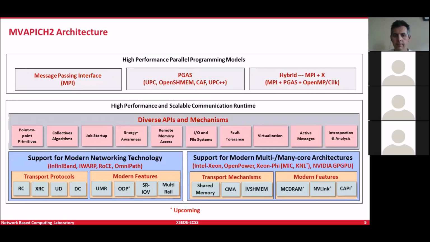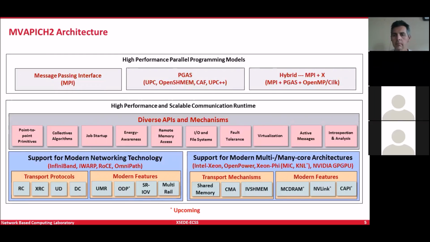So broadly, the next slide is trying to show the overall MVAPICH2 architecture. At the top level, we have not only support for MPI, we also have support for PGAS, pure PGAS like UPC, OpenSHMEM, Co-Array Fortran. Recently, we even added UPC++, and we also have support for hybrid versions. So you can actually run both MPI plus OpenSHMEM, MPI plus CAF, MPI plus UPC++, even the very simple one, MPI plus OpenMP.